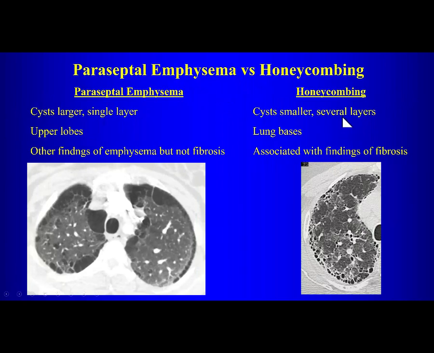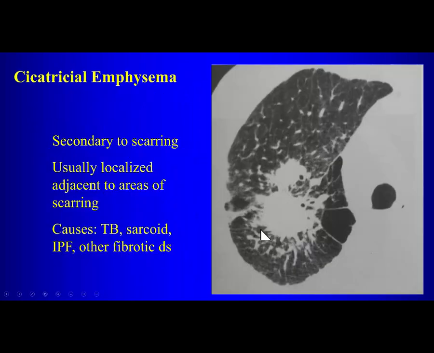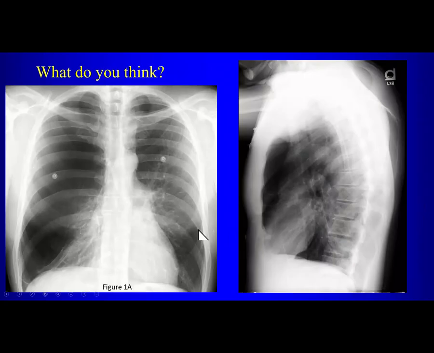Differentiating paraseptal emphysema from honeycombing. With honeycombing, there are multiple layers. These have thick walls, and with paraseptal emphysema, there's usually a single layer here in the periphery. They're somewhat larger than the honeycomb cysts, and then you might find other evidence of emphysema, but not fibrosis, whereas with honeycombing, there will be architectural distortion and other signs of lung fibrosis. And then cicatricial emphysema, we can see that in somebody with progressive massive fibrosis. It pulls on the adjacent lung, and that pulling results in these peripheral regions of emphysema. Okay?